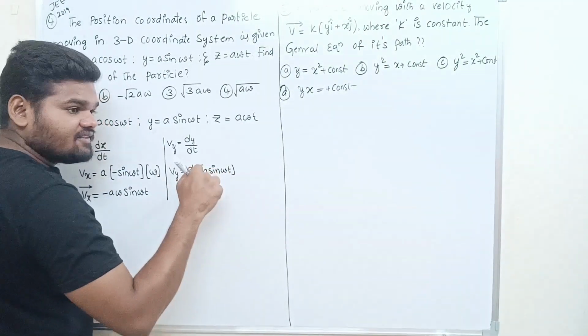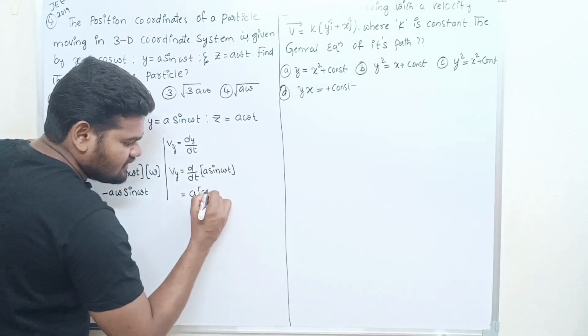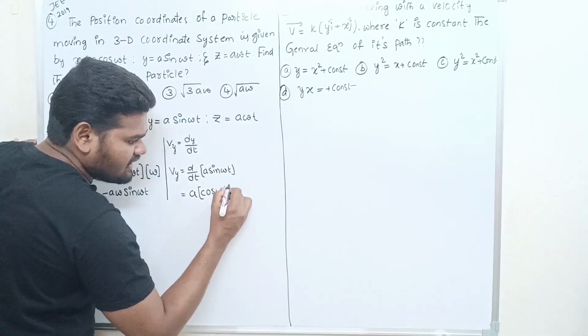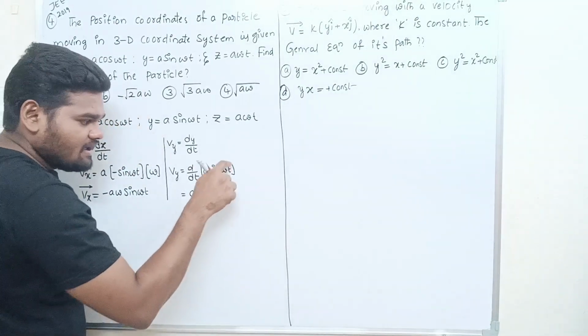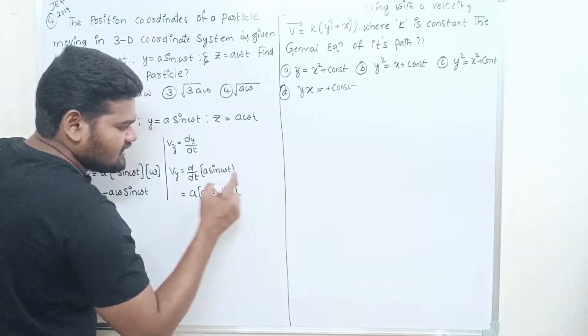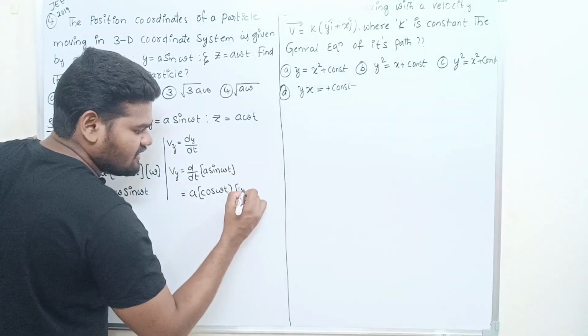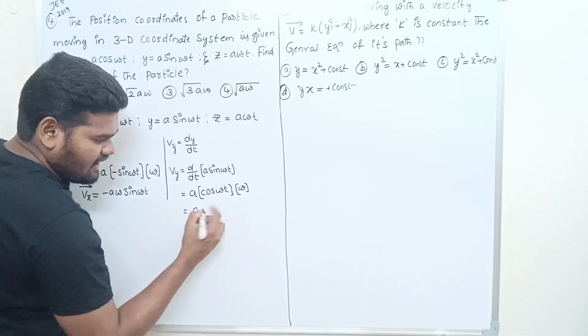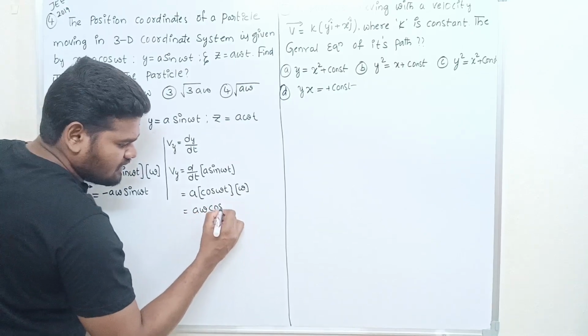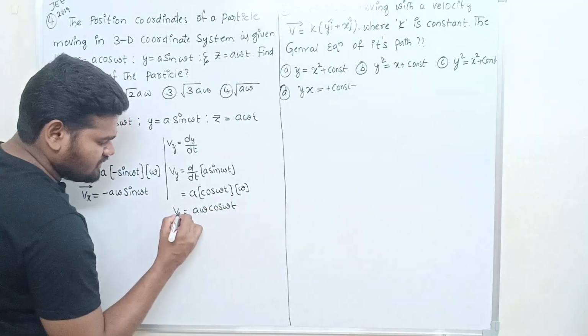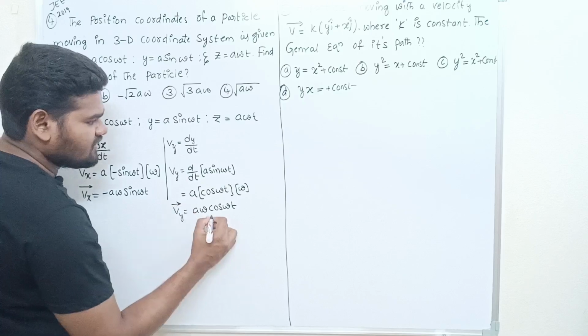Differentiation of sin theta, we will get what? Cos theta. That means cos omega t. In place of theta, we have omega t. Now again we have to differentiate omega t. Differentiation of omega t, you will get how much? Omega. So a into omega cos omega t. So this is the velocity of the particle along y direction.